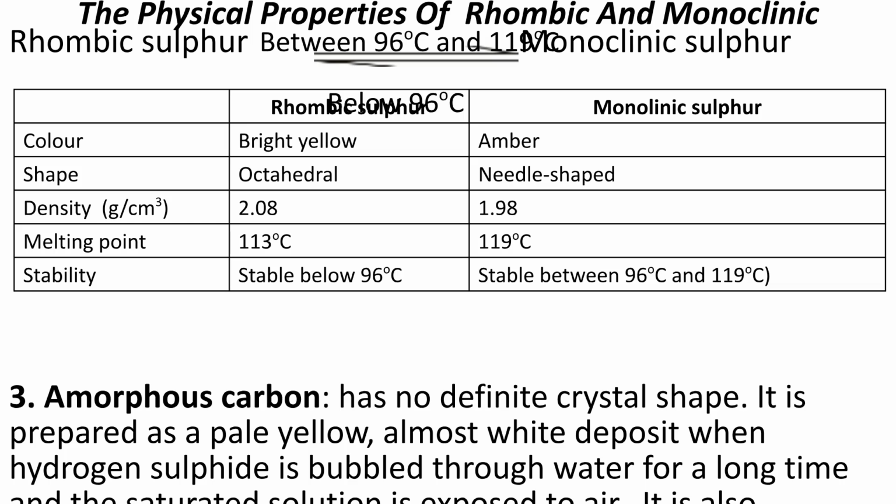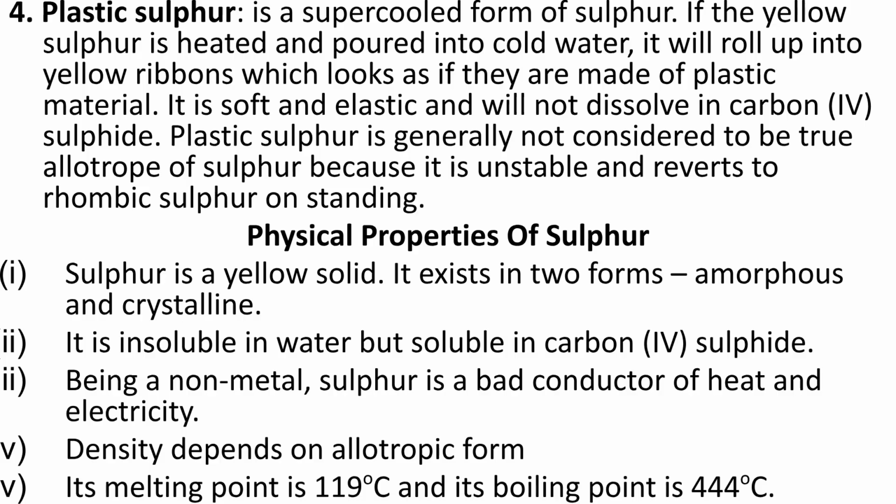Comparing physical properties, rhombic sulfur is bright yellow, octahedral, and stable below 96 degrees Celsius. Monoclinic sulfur is amber, needle-shaped, and stable between 96 and 119 degrees Celsius. Amorphous sulfur has no definite crystal shape and is often a pale yellow deposit. Plastic sulfur is a supercooled form of sulfur that is soft and elastic but unstable, eventually reverting to rhombic sulfur.